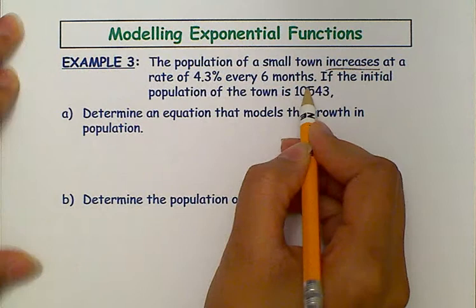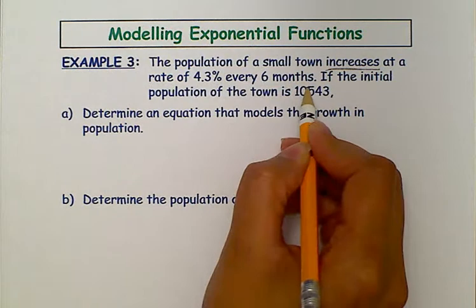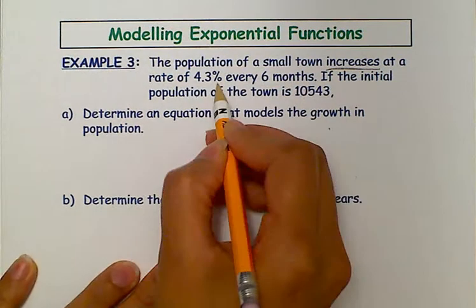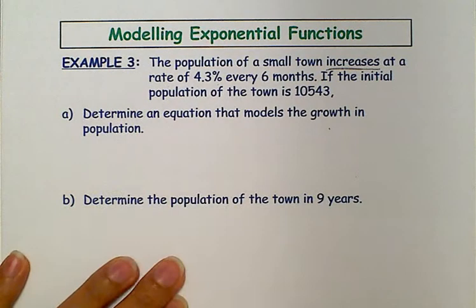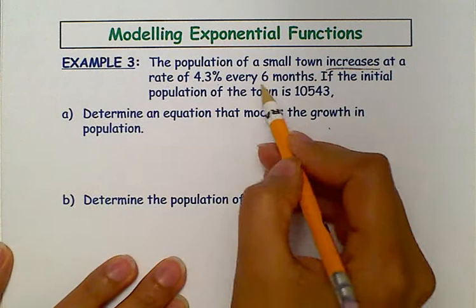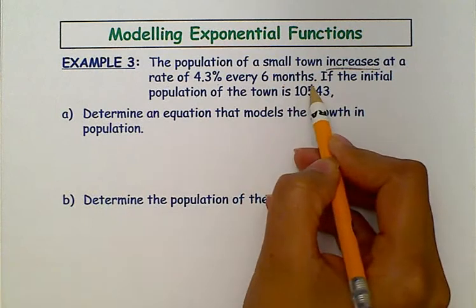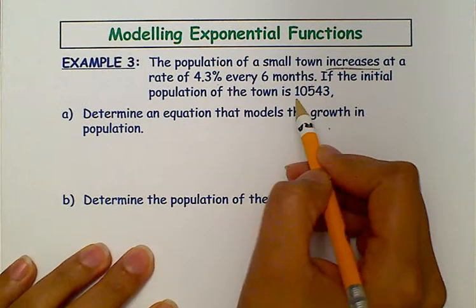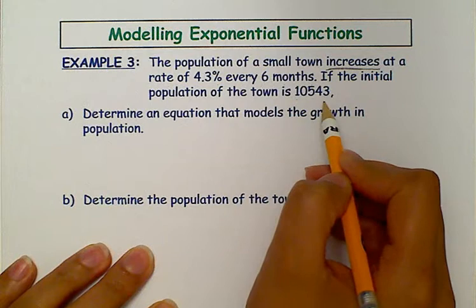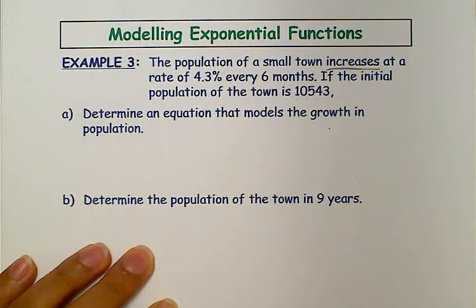Now this is a little bit weird. It's telling me the rate at which it's increasing is 4.3%, and the frequency of how often it's happening is every 6 months. So it's not happening on an annual basis. It's happening every 6 months. And then it says, if the initial population of the town is 10,543, A, determine an equation that models the growth in the population.